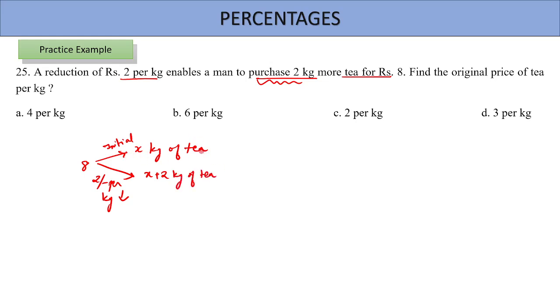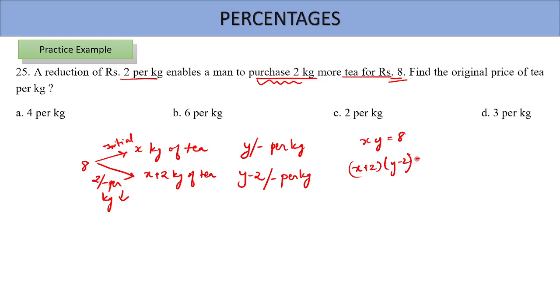Initially, he was purchasing X kg of tea, but afterwards, due to the reduction in price, he is now purchasing 2 kg more. You have to find the original price of the tea. So let's say your original price is Y rupees per kg and your new price is Y minus 2 rupees per kg. So I know that X into Y should give me 8 as the expenditure remains the same, and X plus 2 into Y minus 2 should also give 8.